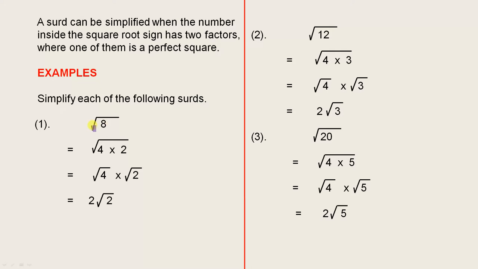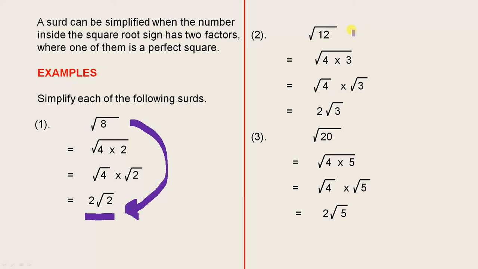Number 1, the square root of 8. We can factorise 8 as 4 times 2, and one of those numbers, which is this one, is a perfect square. So this can be written as the square root of 4 times the square root of 2. And we saw that in the previous video. We know that the square root of 4 is 2 because 4 is a perfect square. So that is the simplification. So the square root of 8 can be simplified as 2 times the square root of 2.